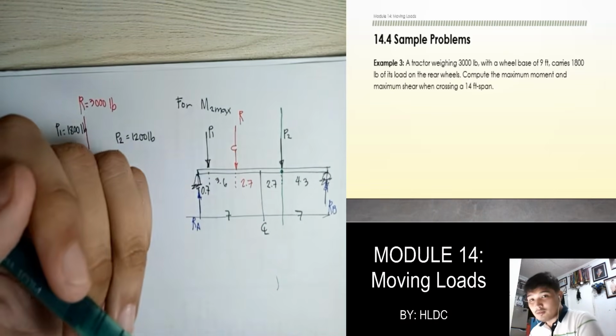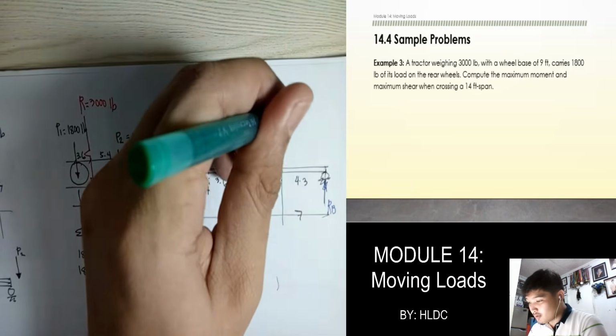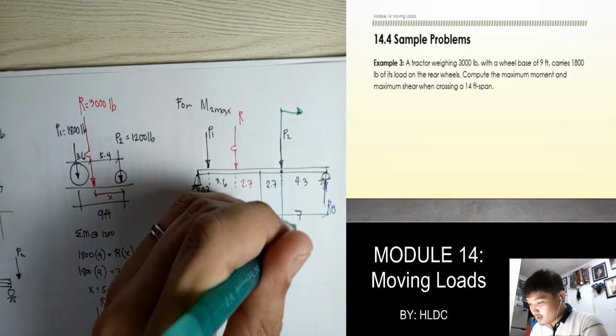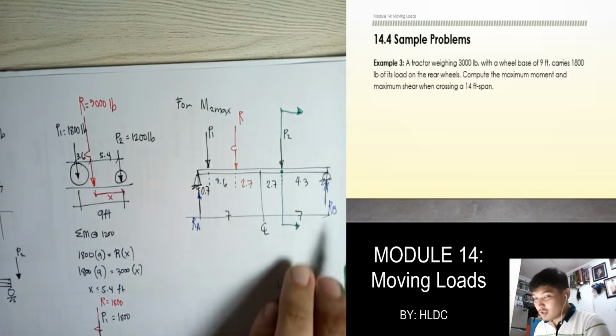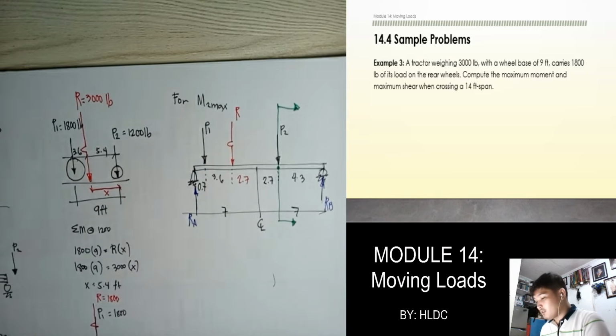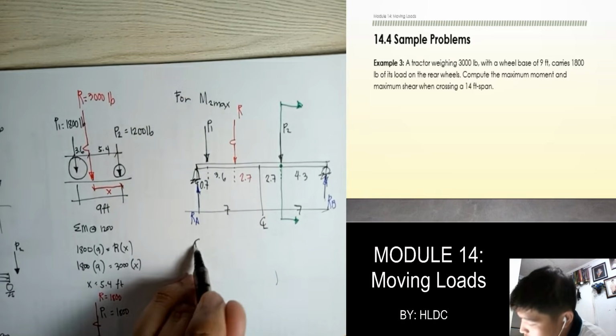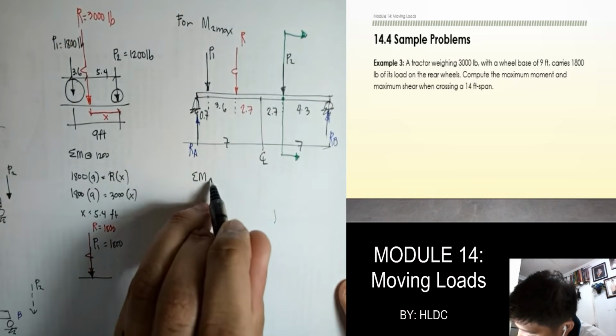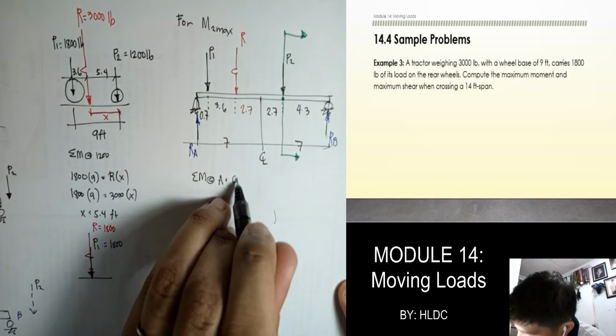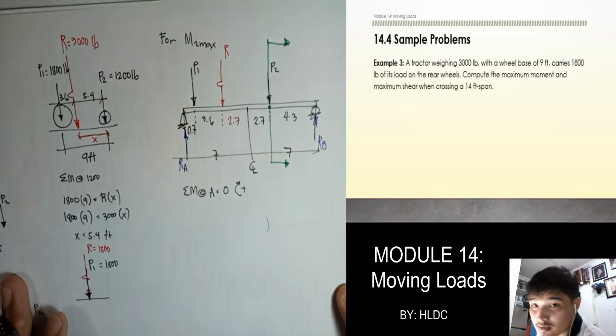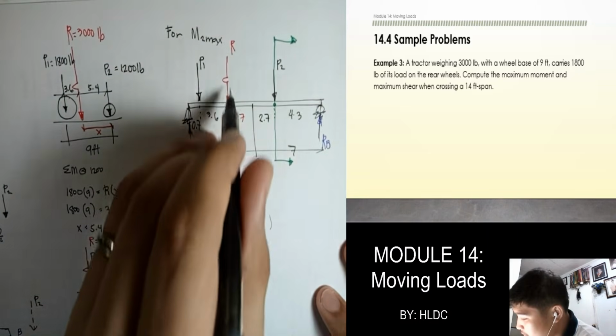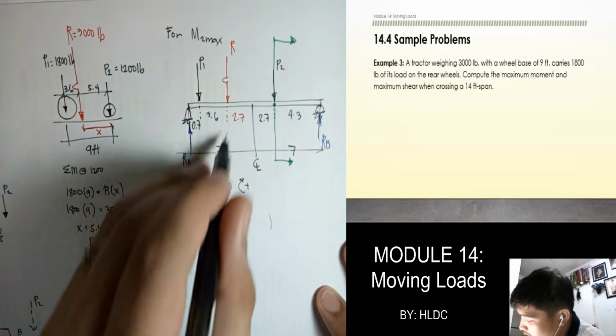So, anong ko-consider mo, class? Left or right? So, dun tayo sa right. Okay? So, kung sa right ang i-consider, so, kunin natin tong RB. So, therefore, take tayo ng summation of moment at A is equal to 0, considering clockwise moments, positive. So, ito yung resultant, clockwise.